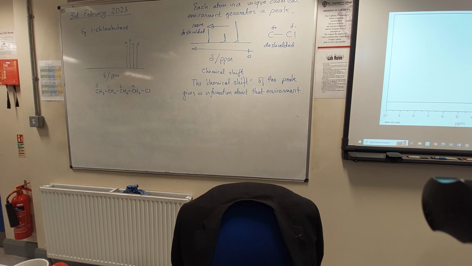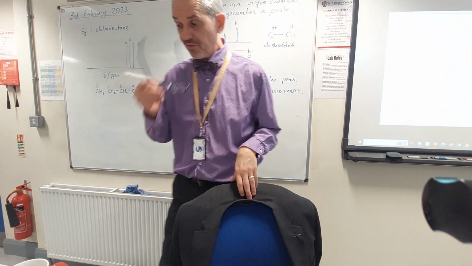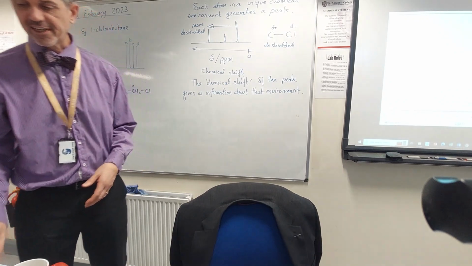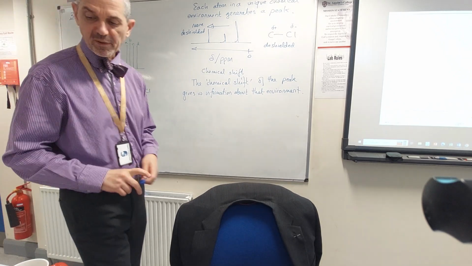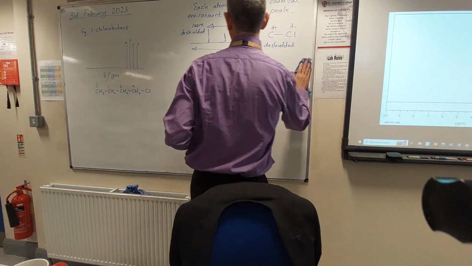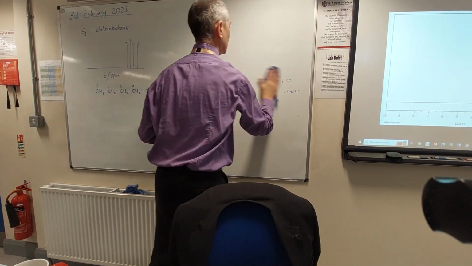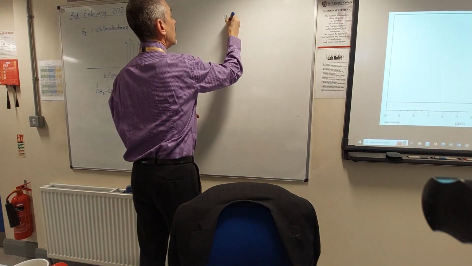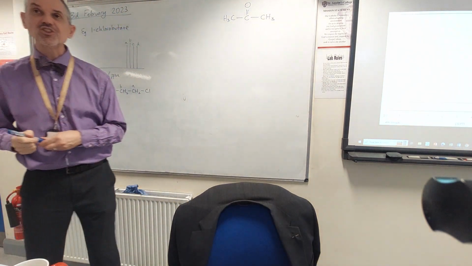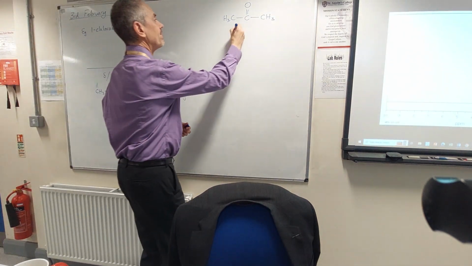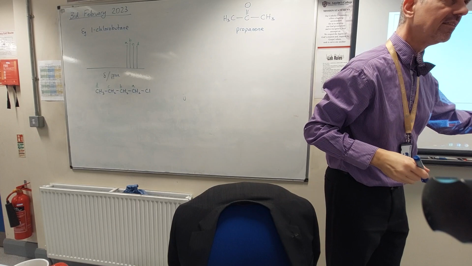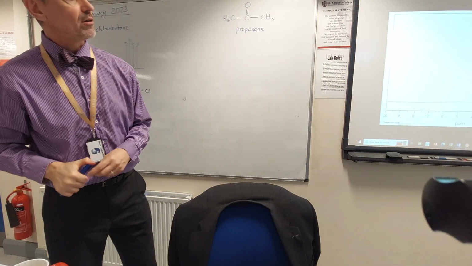Let's have a look at this spectrum. This is a proton spectrum. So we're looking at the hydrogens in the molecule now. And it's the proton spectrum for propanone. So we've got 6 hydrogens in propanone. So we only get 1 peak. So what's going on there?